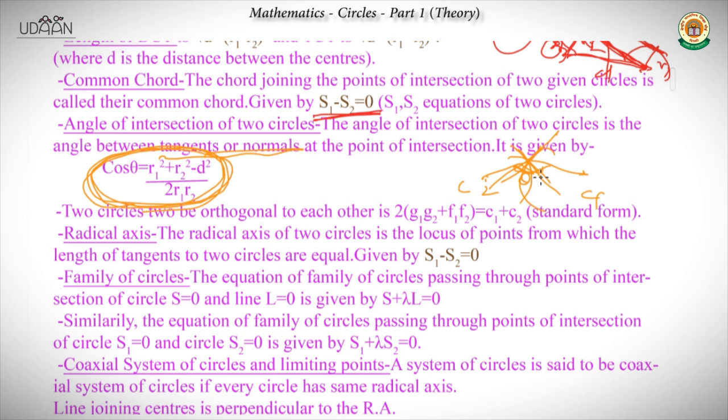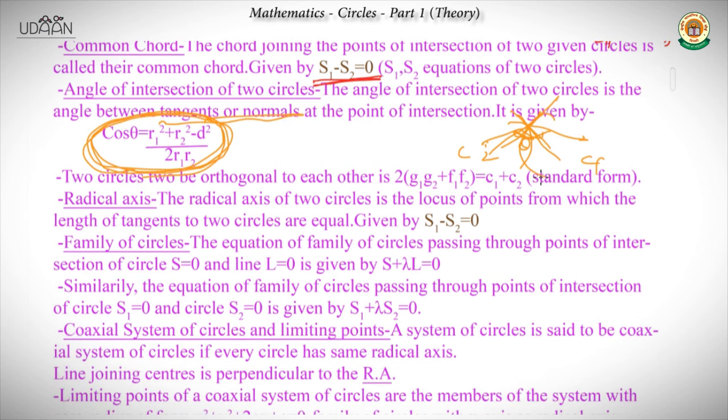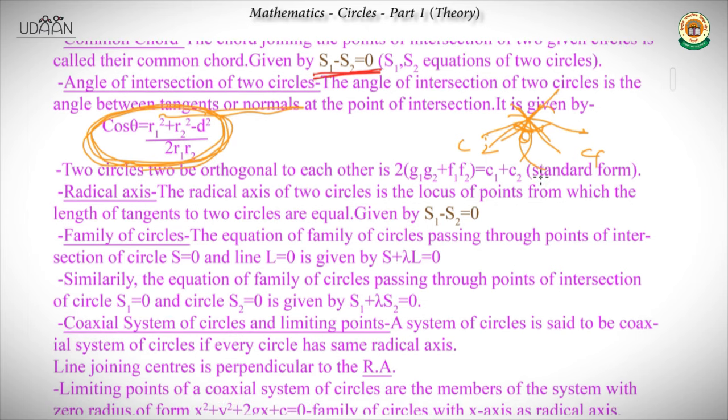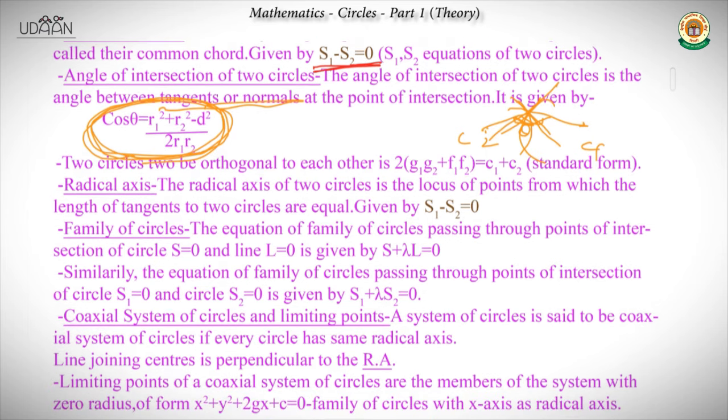And for 2 circles to be orthogonal to each other, the condition is, if the 2 circles are taking the standard form, let's say x square plus y square plus 2gx plus 2fy plus c equals 0, that 2 into g1 g2 plus f1 f2 equals c1 plus c2. This is the important condition for 2 circles to be orthogonal.